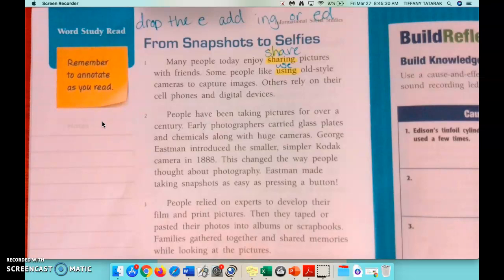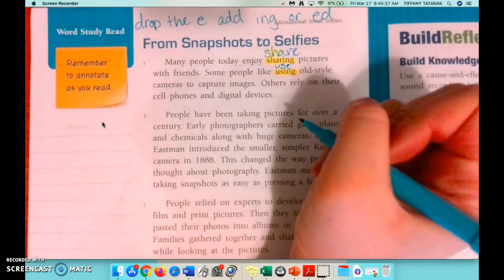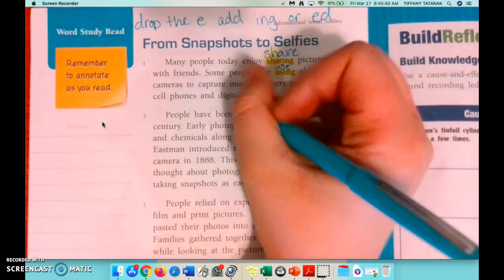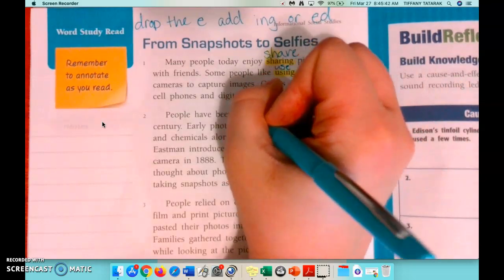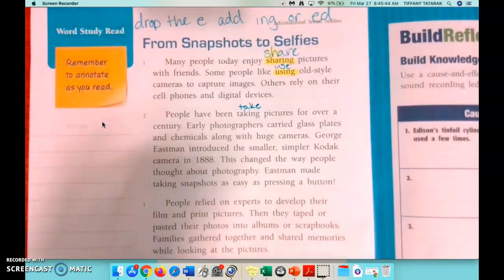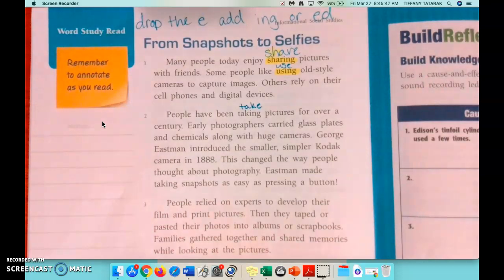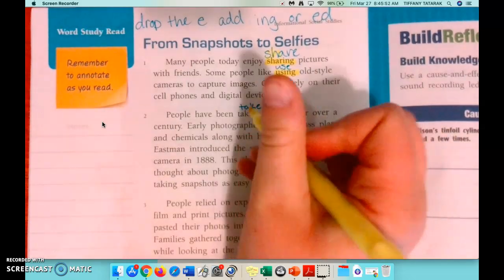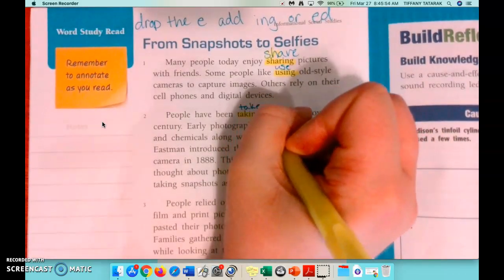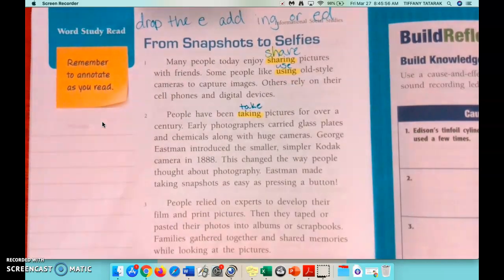People have been taking pictures for over a century. For me, I like looking at the base word itself before I mark anything. So I'm going to write the word take above taking because I saw that ing ending. Here, again, I see that they had to get rid of that E before they put the ing on. So taking fits our pattern. I don't see any other ed or ing endings in that one. So let's move on to the next sentence.